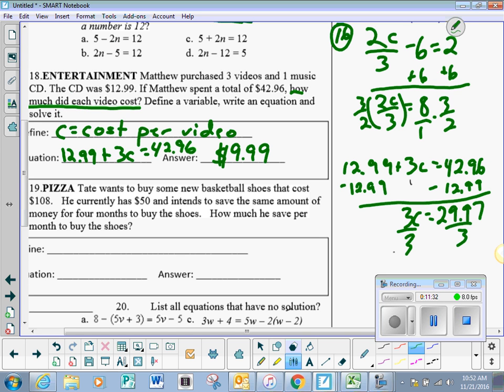Okay, well then if you got the answer right and showed work, you get that point. If you define the variable right, you get that point. If you wrote the right equation, you get that point. That's worth 3 points. So I got 1.